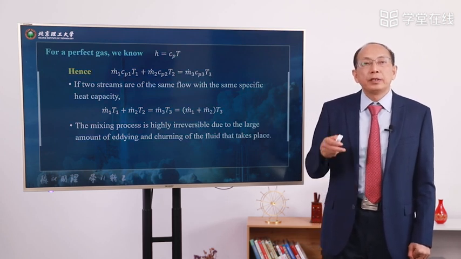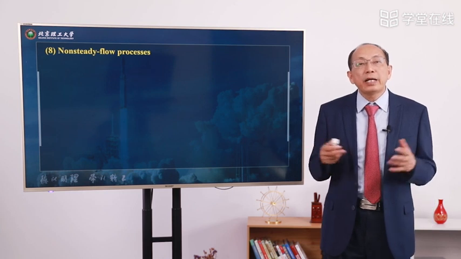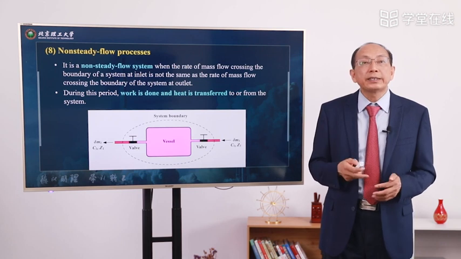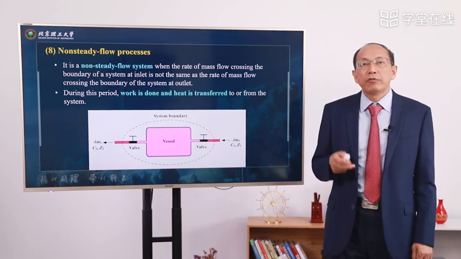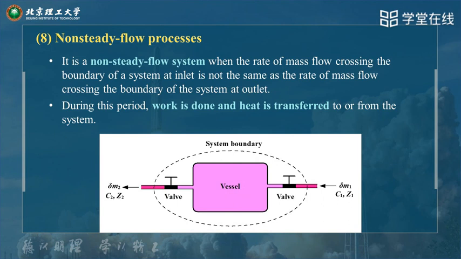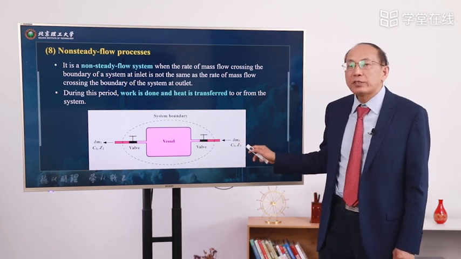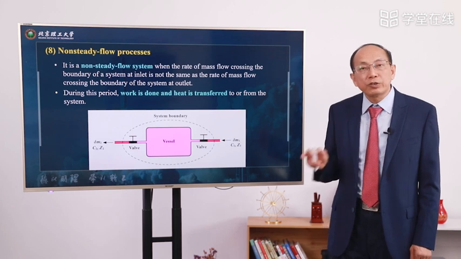Okay. In the last several pages, we discussed several examples where we can use the steady state fluid energy balance equation. From this page, we discuss the non-steady flow process. In this picture, it is a non-steady flow system. The rate of mass flow across the boundary of the system at inlet is not the same as the rate of mass flow across the boundary of the system at outlet. Just to say, the inlet mass flow rate and the outlet mass flow rate are not the same.